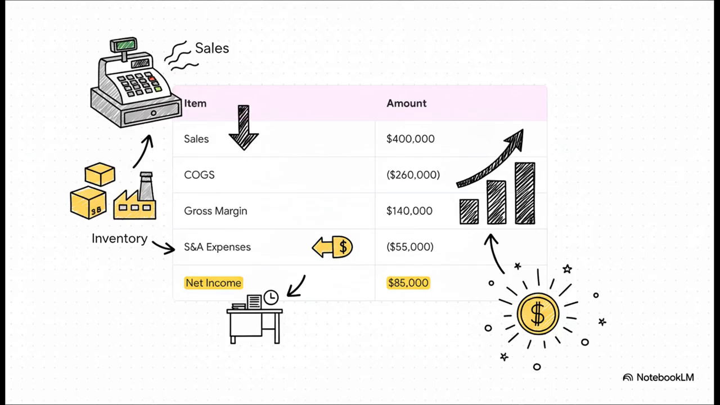With our unit cost in hand, we can build the income statement. Sales are straightforward. 20,000 units sold at $20 each gives us $400,000. Next, we subtract the cost of goods sold. Now that's the 20,000 units we sold multiplied by our $13 unit cost for $260,000. This leaves a gross margin of $140,000. Finally, we subtract all the selling and administrative expenses, and that gives us our bottom line.